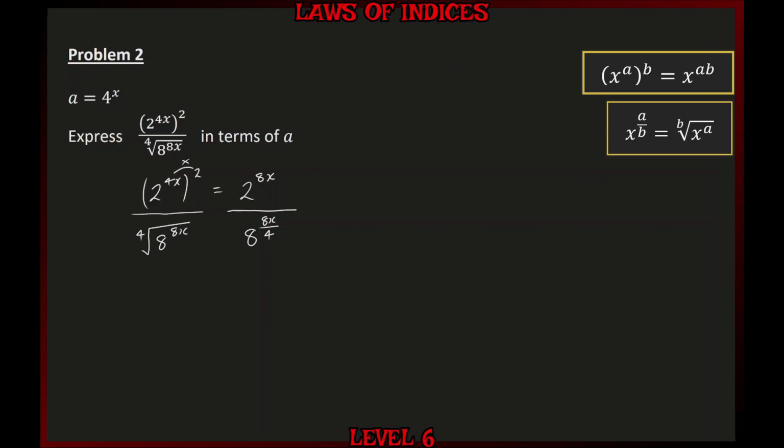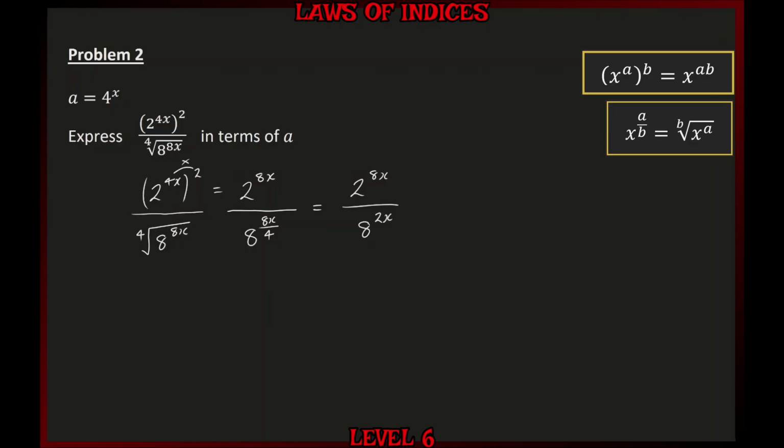Tidying up our denominator, we can divide 8x by 4 to give us 2x. So our fraction becomes 2 to the power of 8x over 8 to the power of 2x. Now, in order to be able to use our laws of indices here, we need the 2 to the power of 8x and the 8 to the power of 2x to be written using the same base.